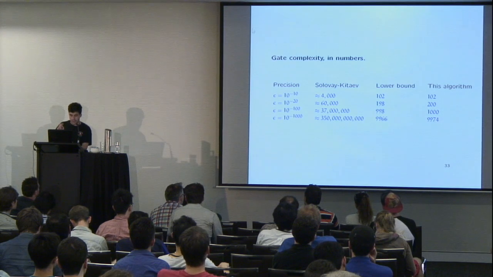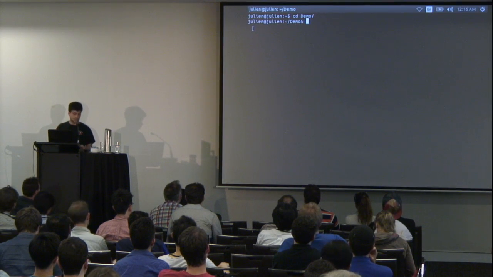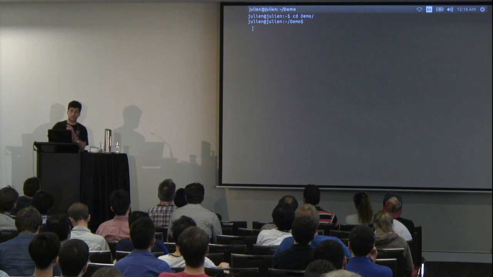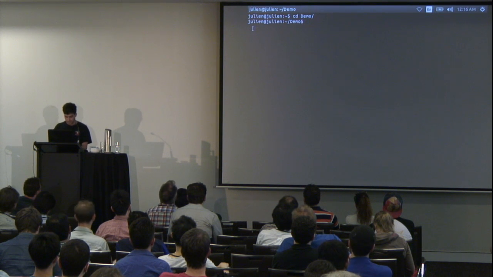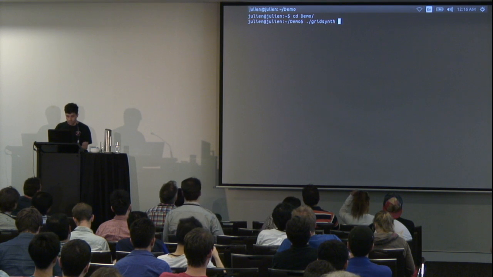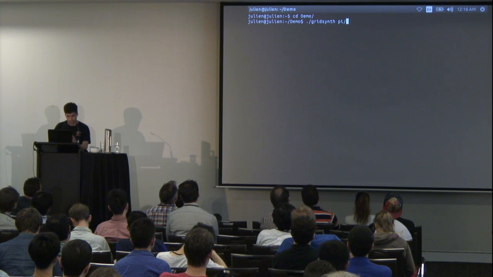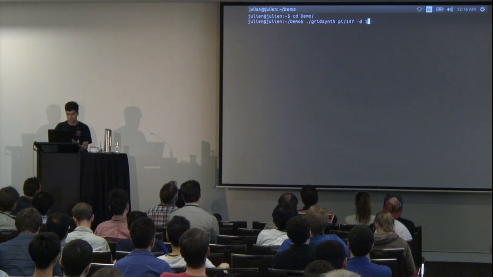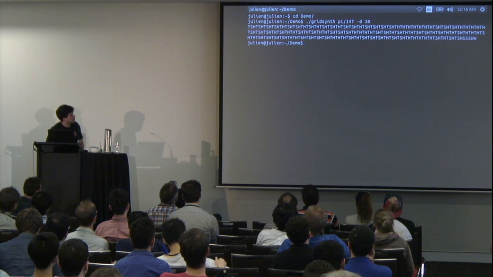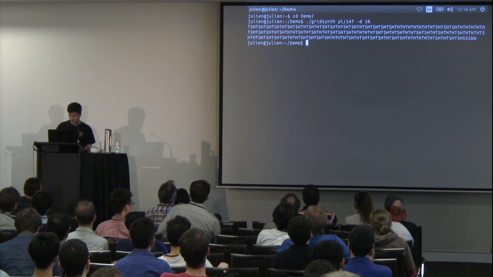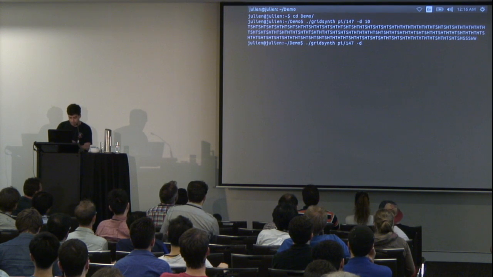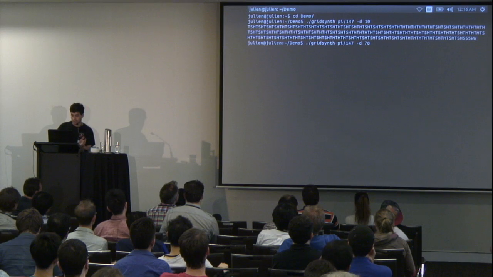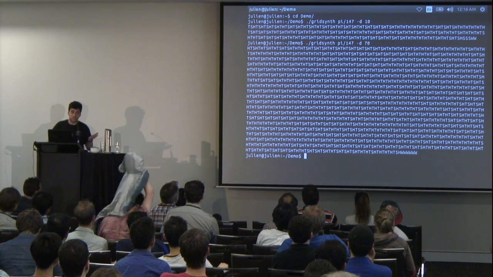So I'm pretty much done. I just wanted to give you a quick demo. The algorithm, you can download it from Peter's website, and you can find some approximations. Say you want to approximate pi over 147 up to precision 10 to the minus 10. Well, there it is. Here's an approximation, and it's written in Matsumoto-Amano normal form. And if you wanted to approximate it up to precision 10 to the minus 70, it'll be a little bit longer, but here it is.